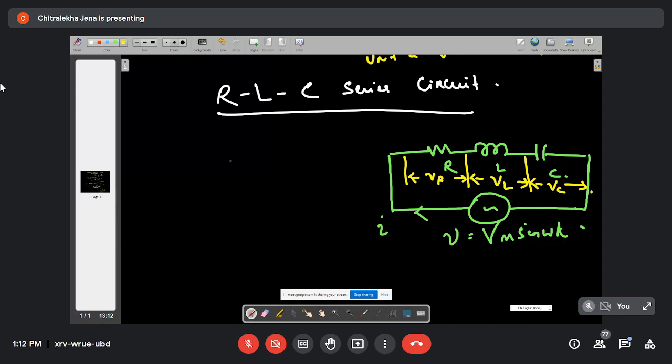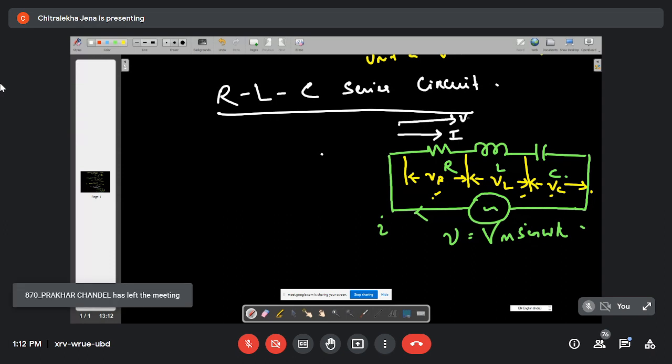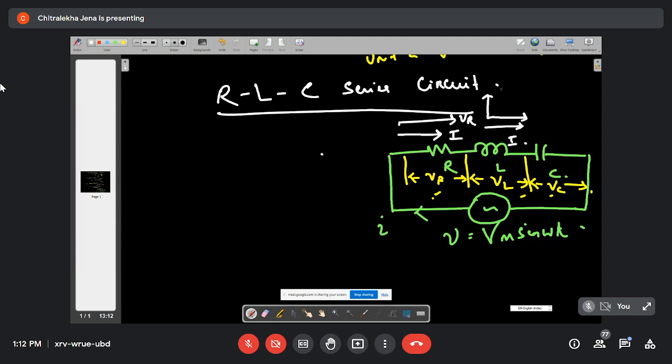So what we are doing is giving supply voltage to all the three elements. Now, due to the presence of the resistance, what is the phase angle between the current and the voltage? The voltage and the current are in phase with each other. Inductor, what will be the phase difference? Here this is the current, I am taking it as the reference. The voltage across the inductor will be leading the current by an angle of exactly 90 degrees.